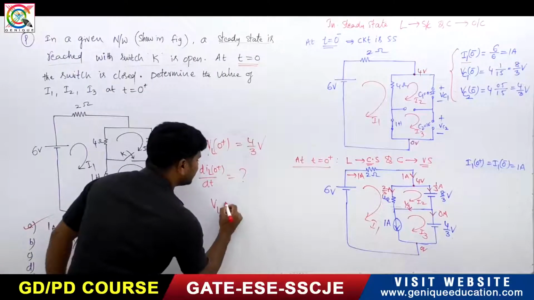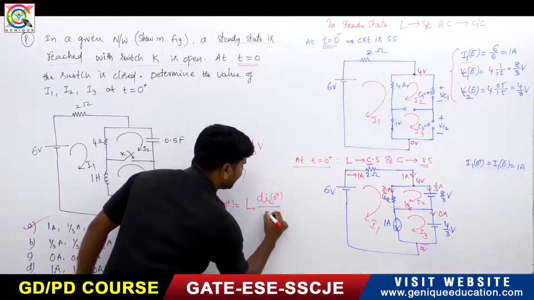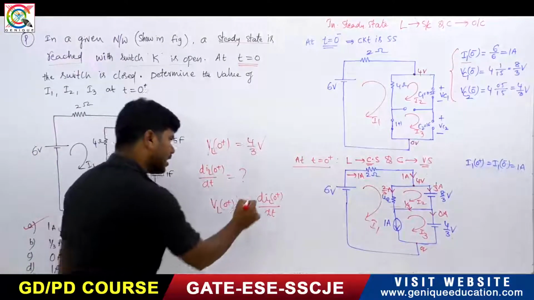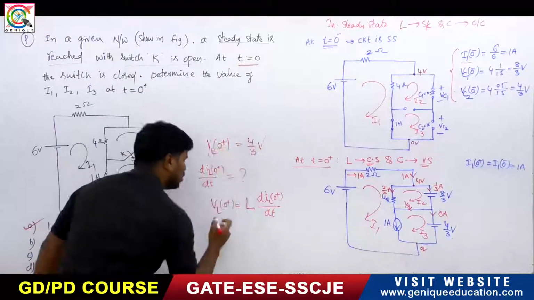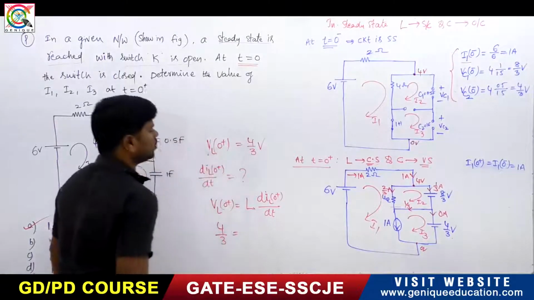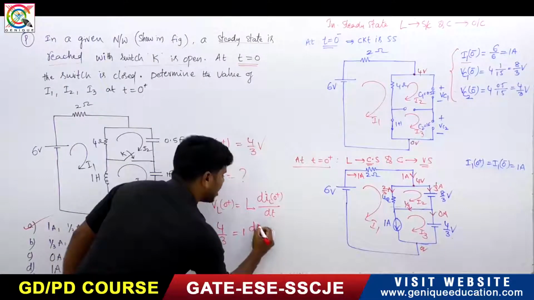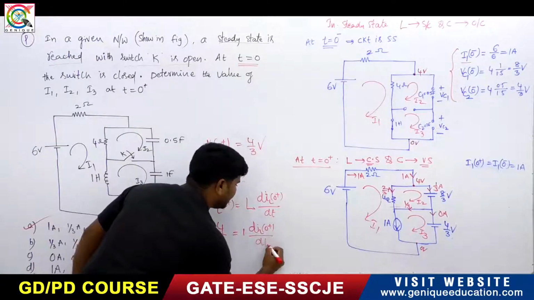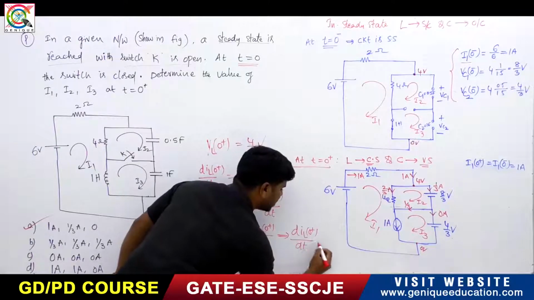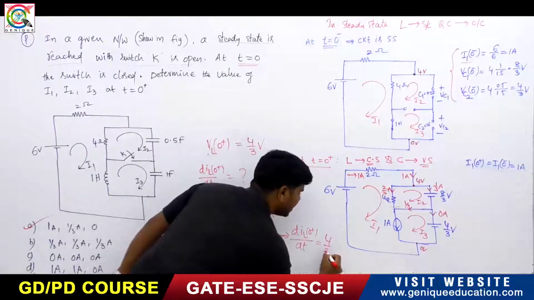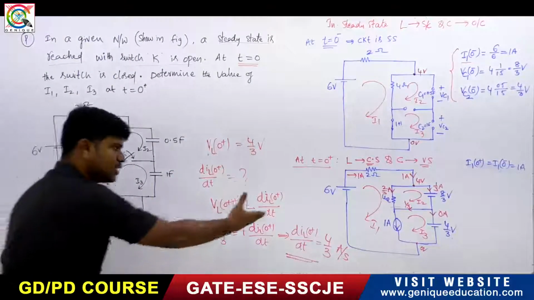So VL of 0 plus is equal to L into dIL of 0 plus divided by dt. This is the point you have to understand, right? VL is equal to L into di by dt. Already we know this is how much? 4 divided by 3. This is equal to L, which is 1 Henry, 1 into dIL of 0 plus divided by dt. So this implies dIL of 0 plus divided by dt is equal to 4 by 3 ampere per second. So this is the answer.